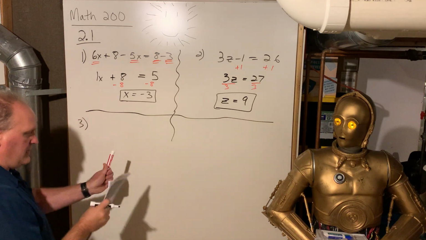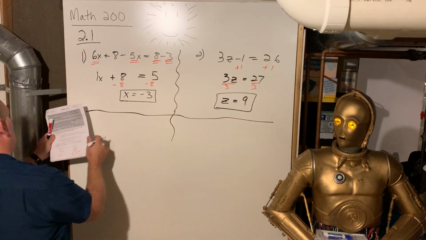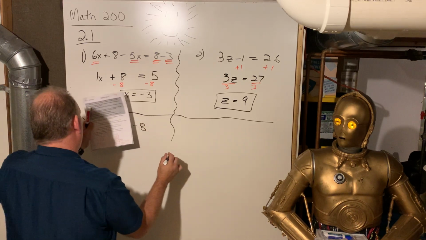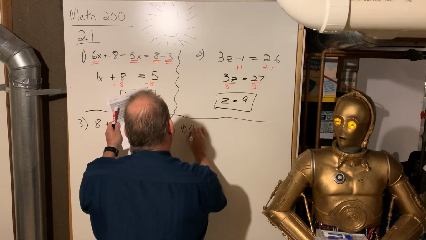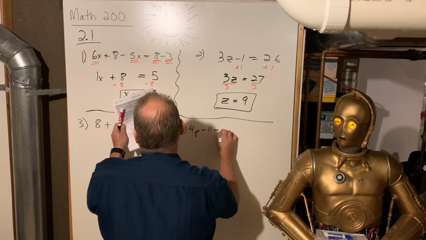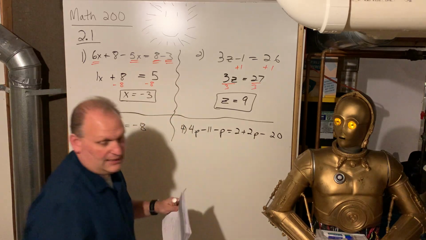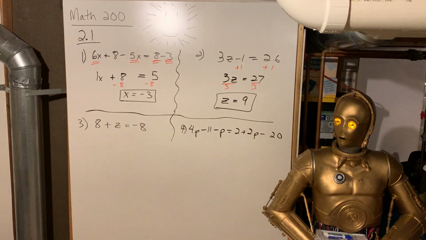All right, let's take a look at 3. It's 8 plus z equals negative 8. And 4 is 4p minus 11 minus p is equal to 2 plus 2p minus 20. Ooh. So that looks like a big problem, huh? All right, we're doing good here. I'm going to turn off the noisemaker here.